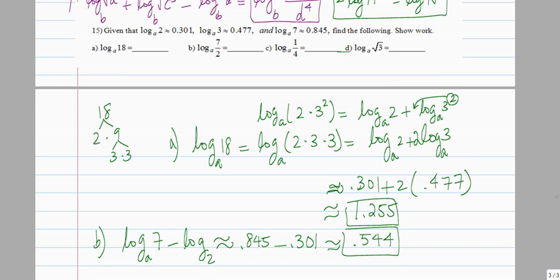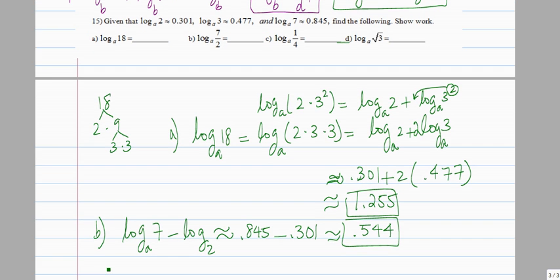Letter C. There are several ways to do this. Probably the easiest way is to say that's log base a of 1 minus log base a of 4. Log base a of 1 is 0, because any base to the 0 exponent is 1, so that becomes 0.